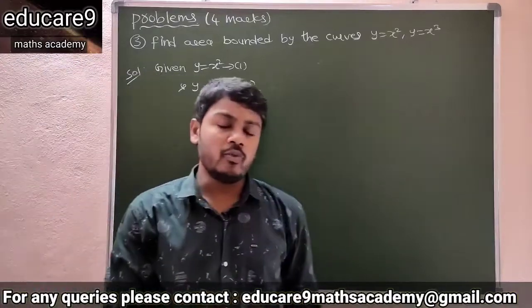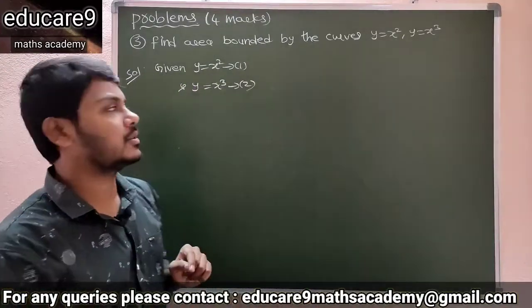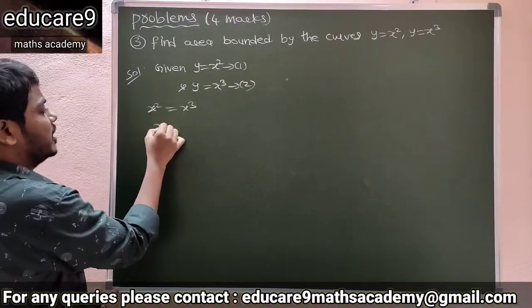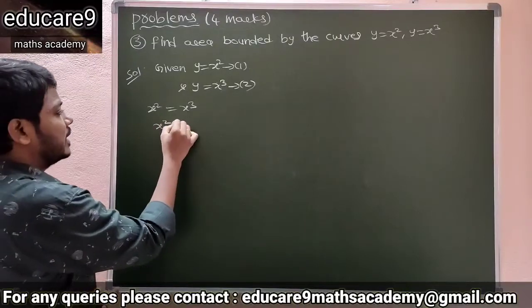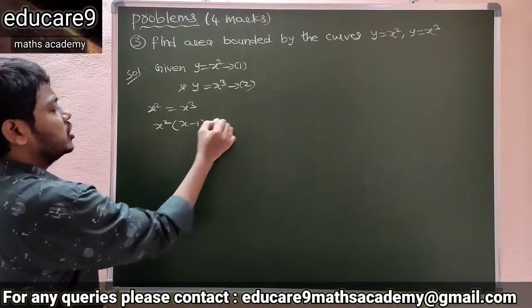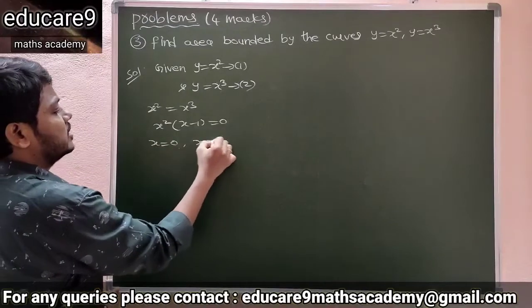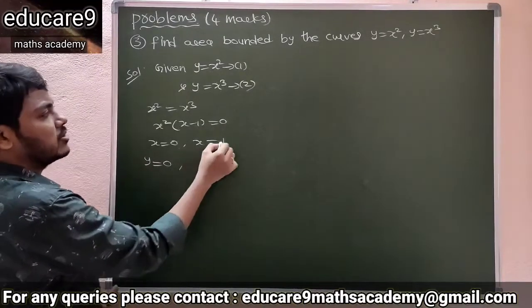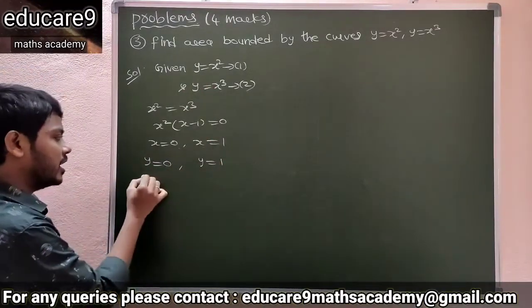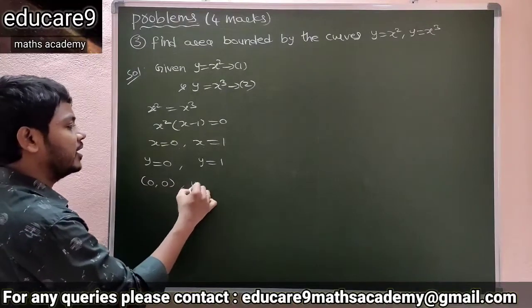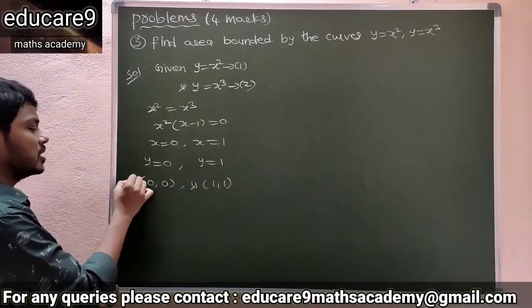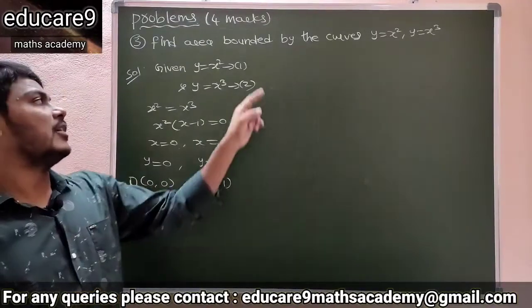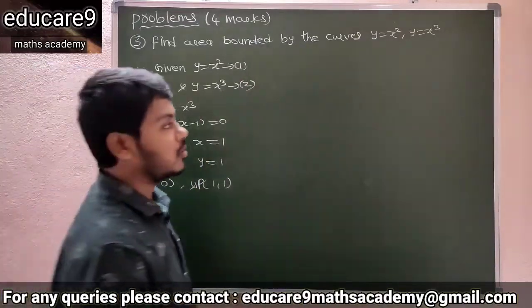So here you need to find the point of intersection of the two curves. That is x square is equal to x cube. So from this, x square is common, you will get x minus 1 equals 0. So x is equal to 0, x is equal to 1. If you put x is equal to 0, what is the y value? 0. If you put x is equal to 1, what is the y value? 1. So clearly the points of intersection are (0, 0) and (1, 1). Suppose this is O and this is P. Now draw the graph of y is equal to x square and y is equal to x cube.